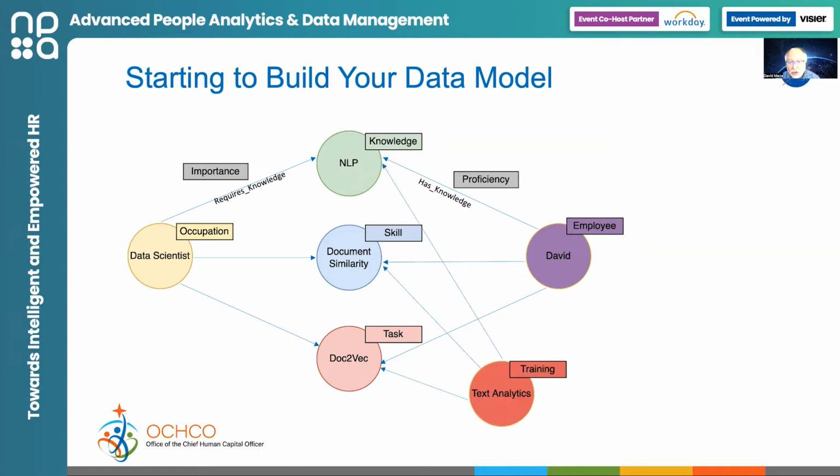Well, if you think about it, training does too. Training in text analytics, if I do enough of it, I'll gain knowledge within natural language processing. Within that same training, it'll teach me about document similarity by doing exercises around doc2vec. So now I have three various domains connected together in my data model. Now I've got to figure out how to get that information into a graph database.